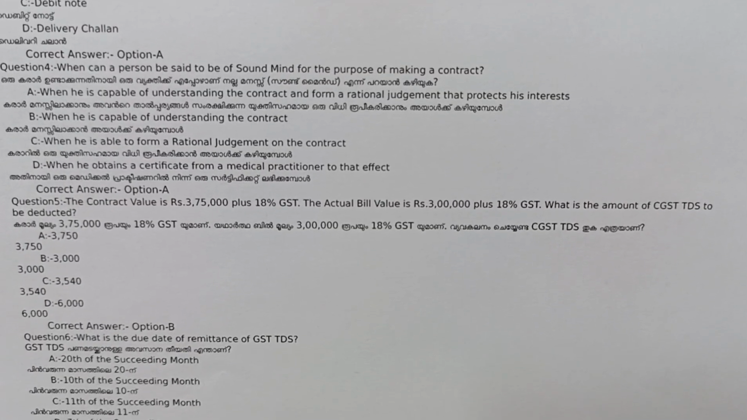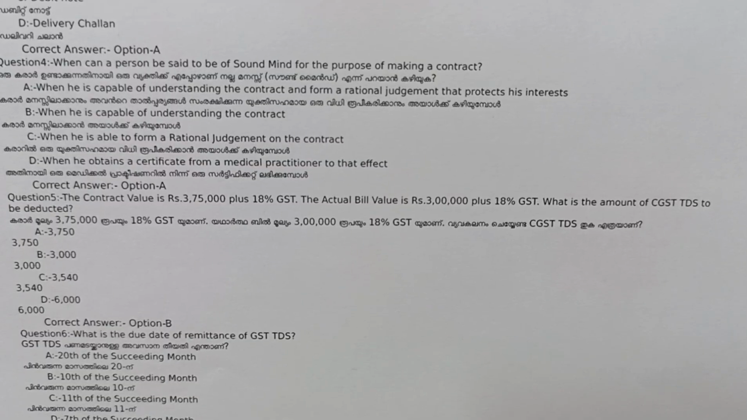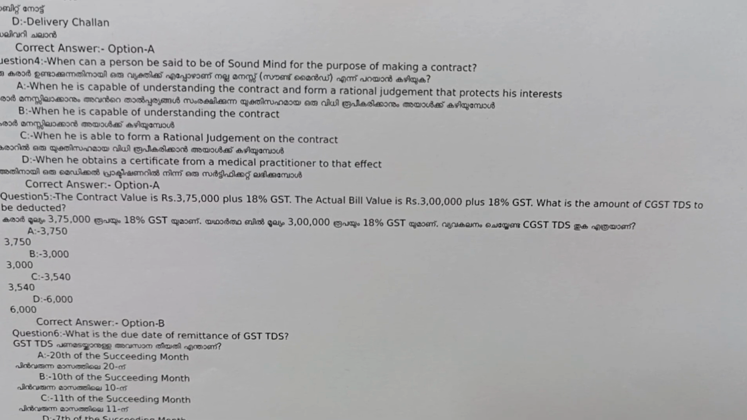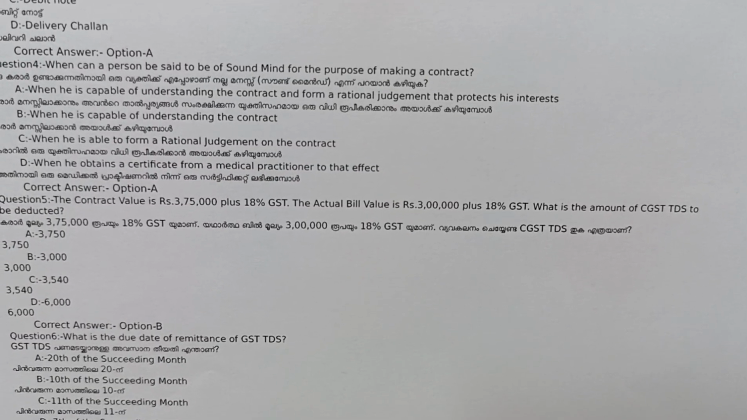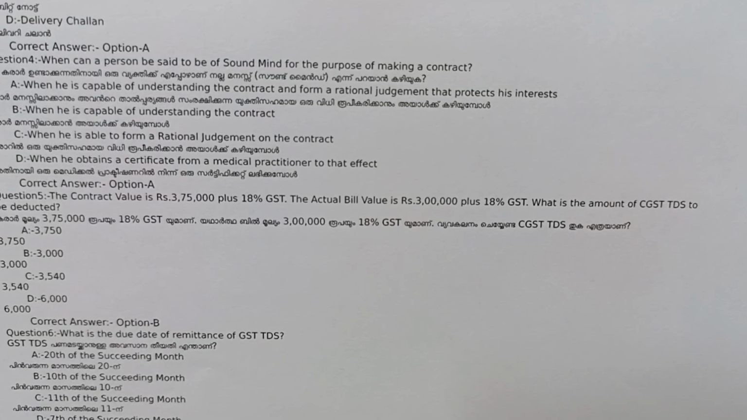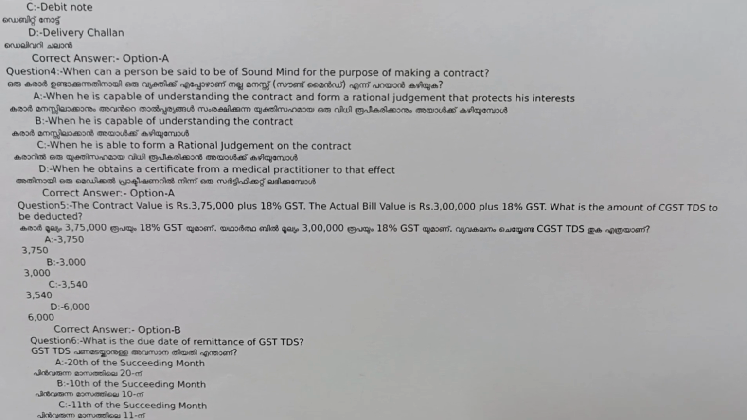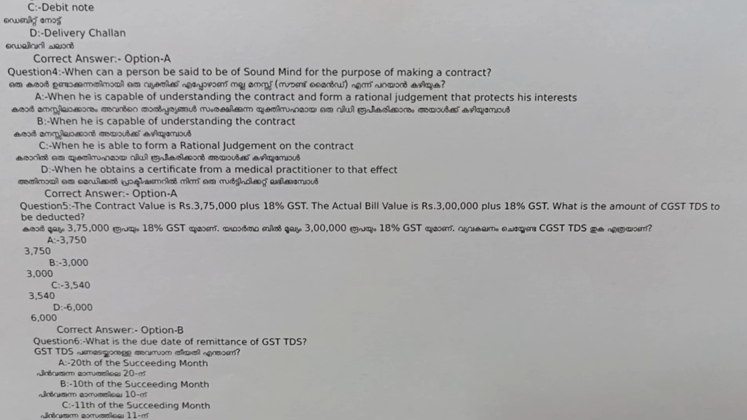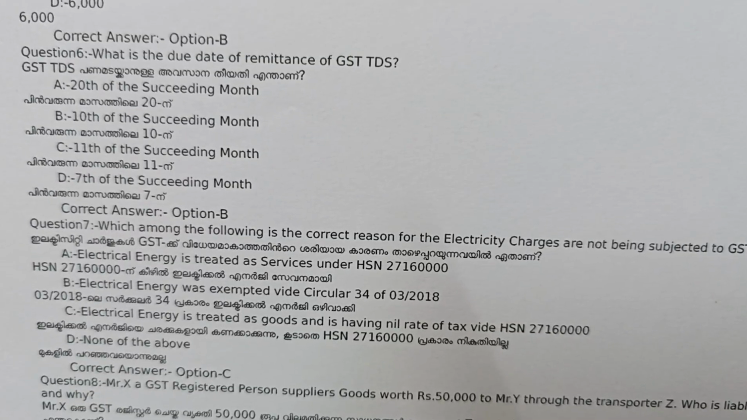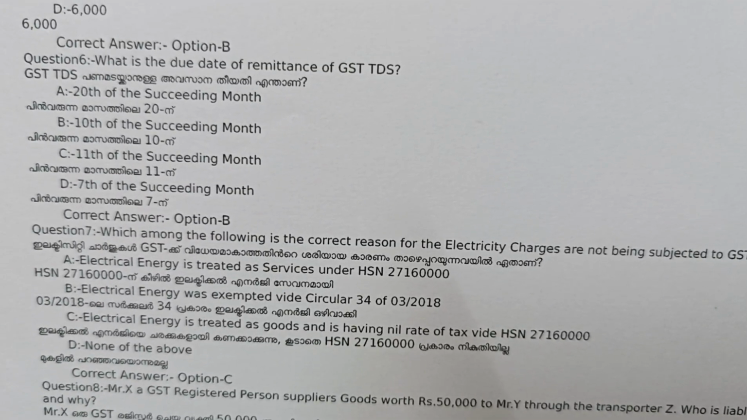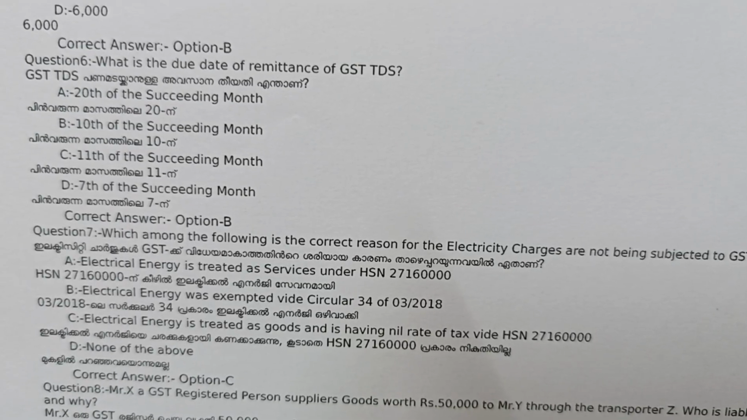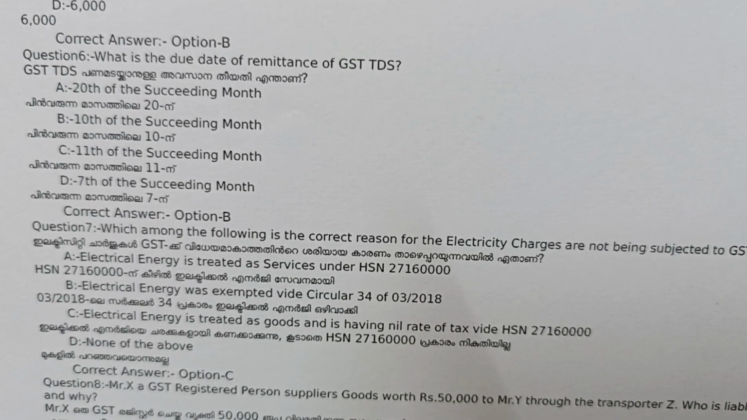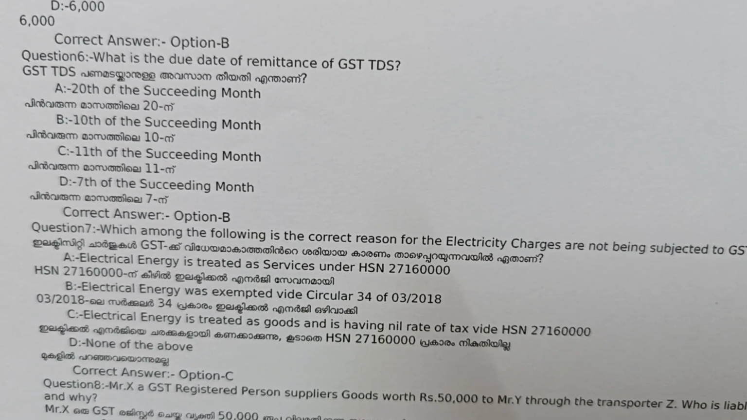3,75,000 plus 18% GST. The actual bill value is rupees 3 lakh plus 18% GST. What is the amount of CGST TDS to be deducted? Answer option B. 3,000. Question number 6. What is the due date of remittance of GST TDS? Answer option B. 10th of the succeeding month.